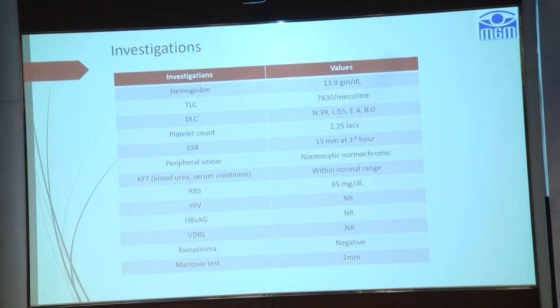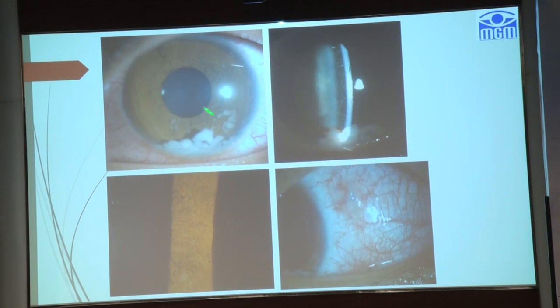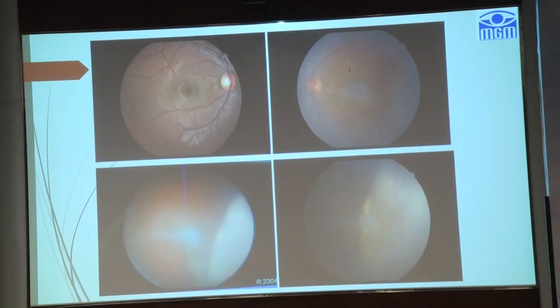Other investigations were fine. When he presented, he had this whitish fluffy deposit in the anterior chamber inferiorly. There were large white cells floating in the anterior chamber. There were few NVH, and this was the sclerostomy port, sutured, which was done for diagnostic vitrectomy. On fundus examination, he had whitish lesions in the periphery. This was a flat mass lesion in the periphery.